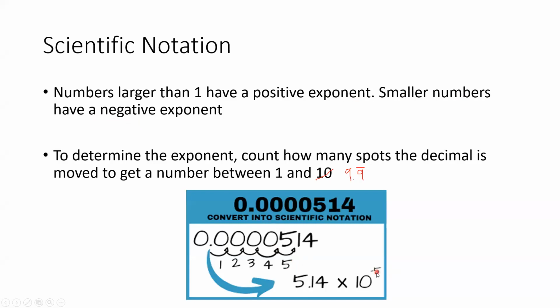If we had +5 here, that would mean we would have 514,000. So the positive or the negative exponent is going to have a really big impact. So again, for numbers smaller than 1, however many digits we move that decimal is just going to be negative for the exponent, but for numbers greater than 1, we'll just have a positive value there for the exponent.